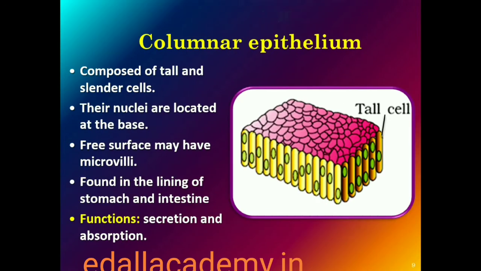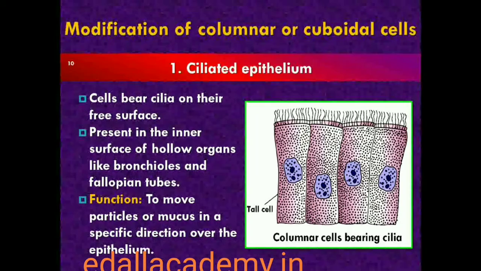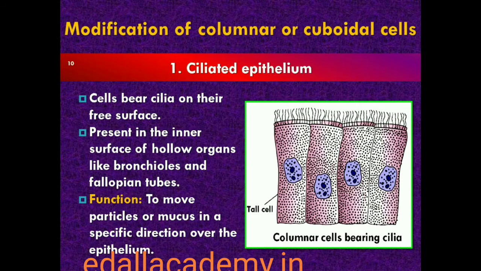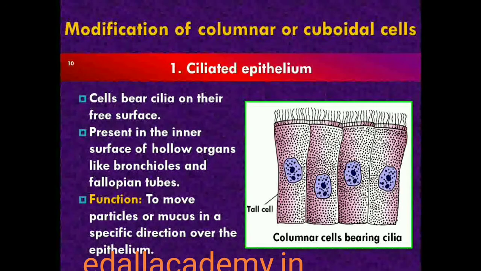The columnar epithelium is composed of a single layer of tall and slender cells. Their nuclei are located at the base. Free surface may have microvilli. They are found in the lining of stomach and intestine and help in secretion and absorption. If the columnar or cuboidal cells bear cilia on their free surface, they are called ciliated epithelium. Their function is to move particles or mucus in a specific direction over the epithelium. They are mainly present in the inner surface of hollow organs like bronchioles and fallopian tubes.